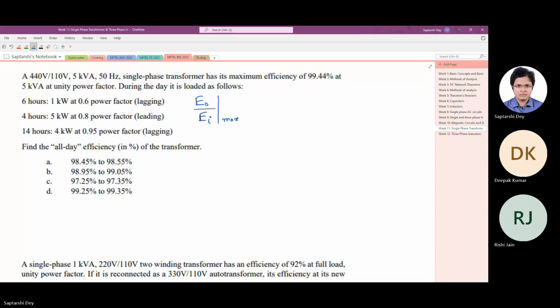Okay. Now we have to find out. So the one kind of load profile is given. For 6 hours how much, for 4 hours how much. We have to find out the efficiency. So basically you have to find out the losses.